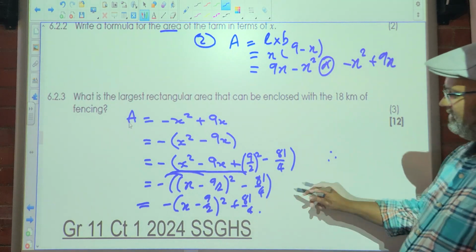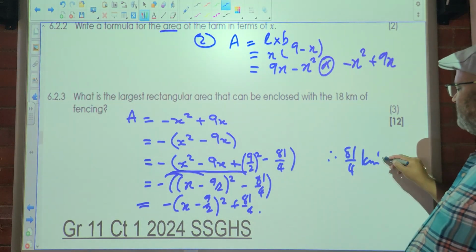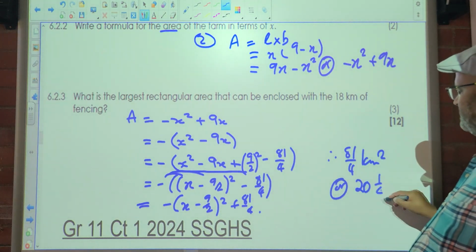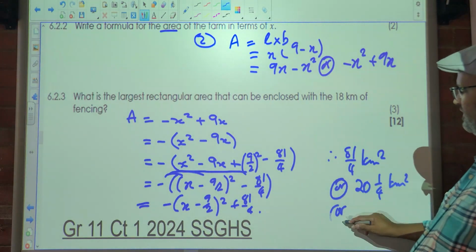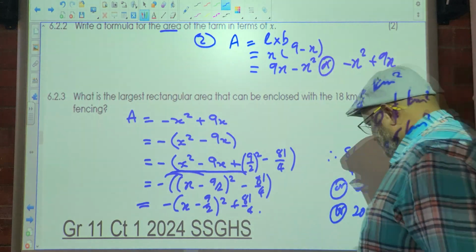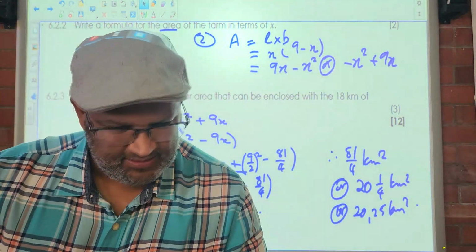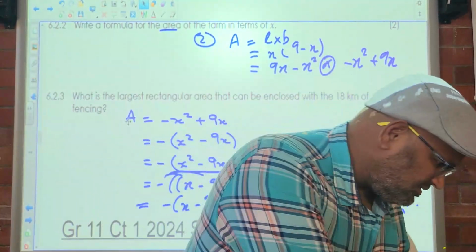So the question is, what's the largest rectangular area? So therefore 81 over 4 kilometers squared, or 20 and a quarter kilometers squared, or 20.25 kilometers squared. All of those would be acceptable. Okay. See any confusion?